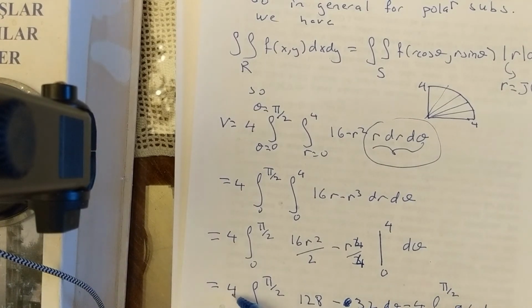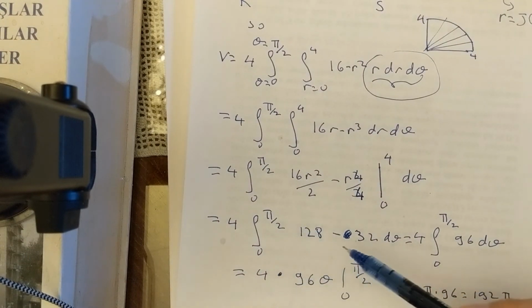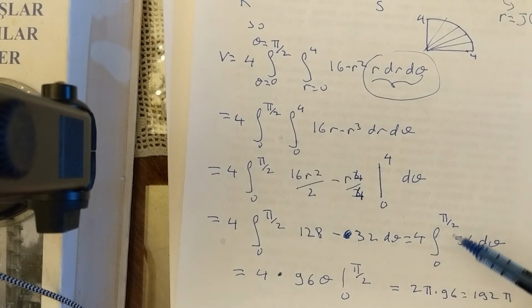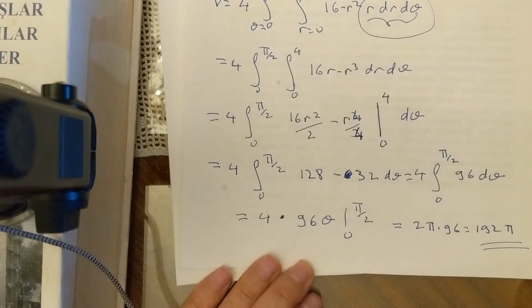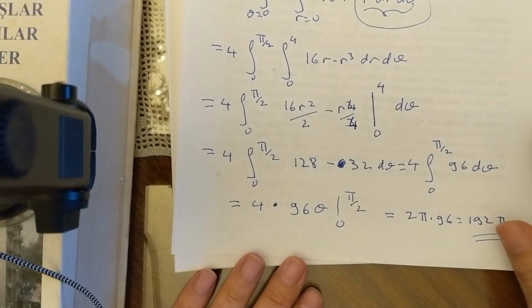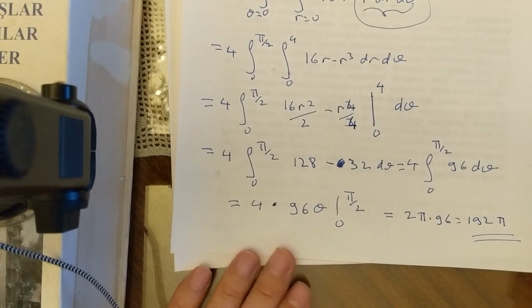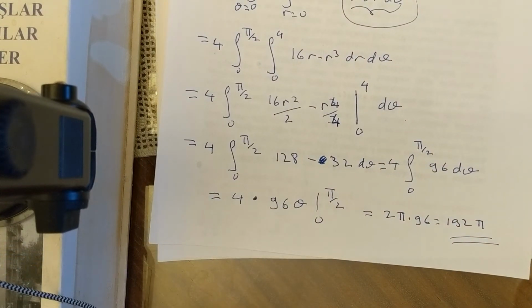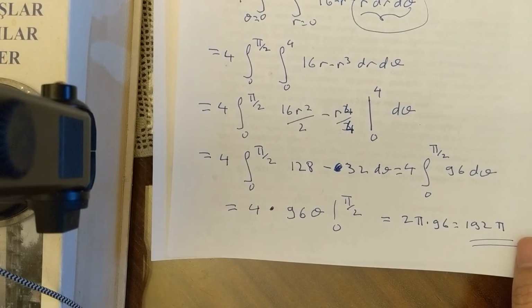So the integral now is 4 times the integral from 0 to pi over 2 of 128 minus 32 d theta. That's going to be 4 times the integral from 0 to pi over 2 of 96 d theta. So that's just going to be 4 times 96 theta, evaluated from 0 to pi over 2. And if you do the math, I think the answer comes out to be 192 pi. Okay, so that was that.